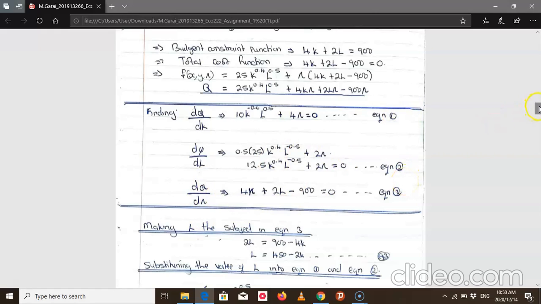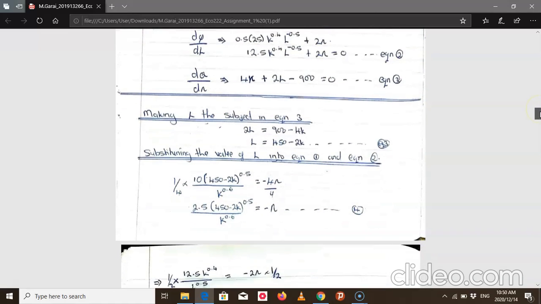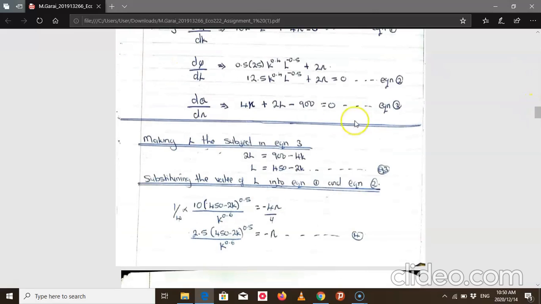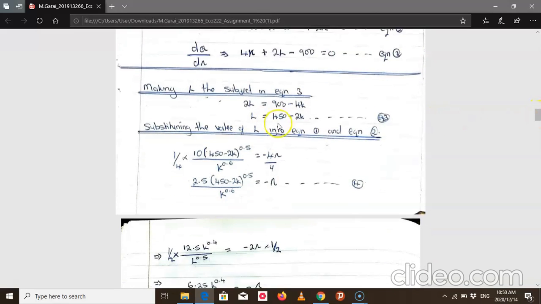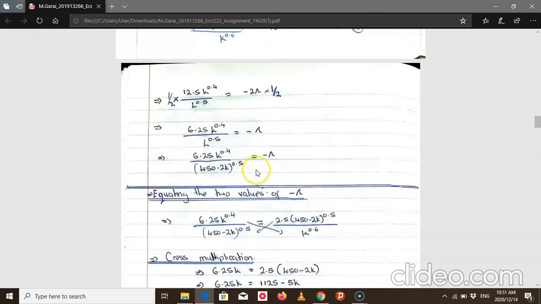And you have to solve these three simultaneous equations to find the value of L and K. Then you make L the subject of the formula in equation 3, which is the one that does not have lambda, right? So we make L the subject of the formula, so we get L is equal to 450 minus 2K. We substitute the value of L in equation 1 and equation 2, in both. So if you substitute in equation 1, we get this one is equal to minus lambda. If we substitute in equation 2, we get this one is equal to minus lambda.